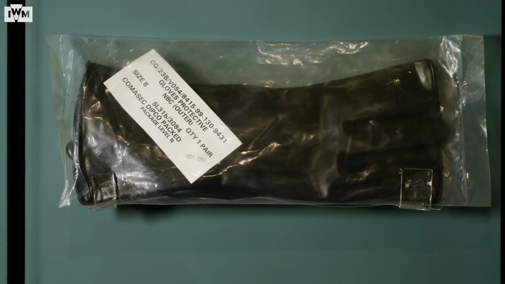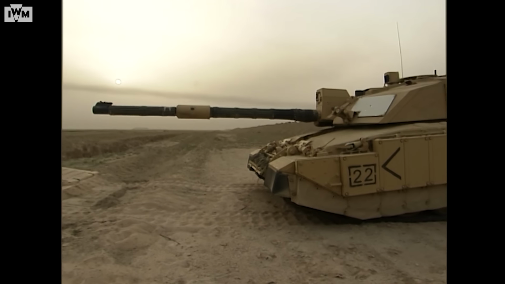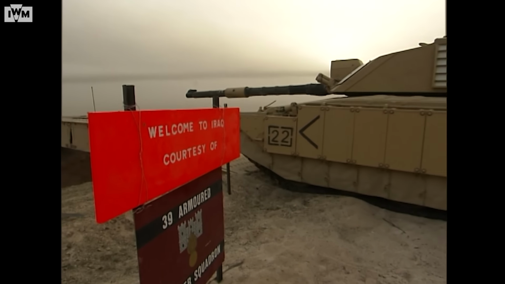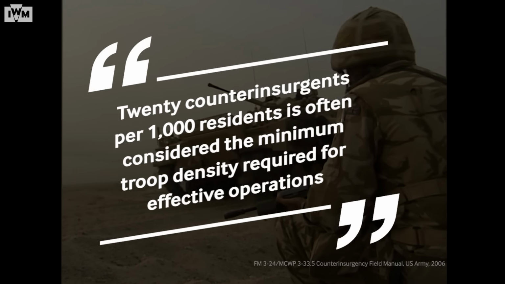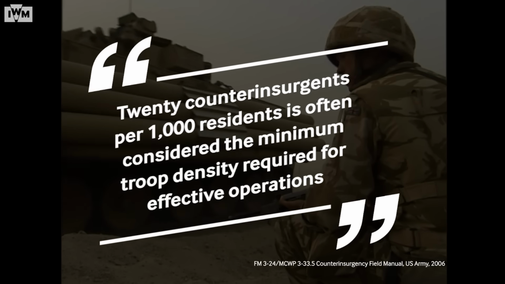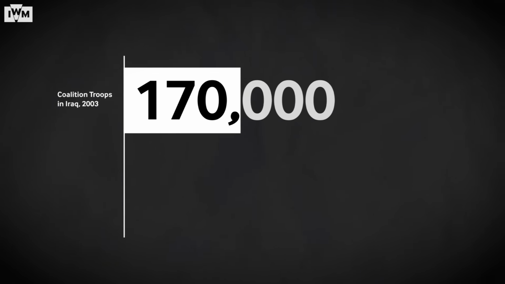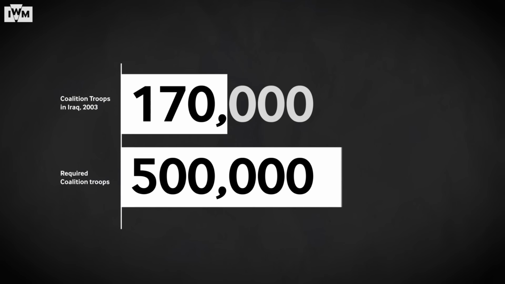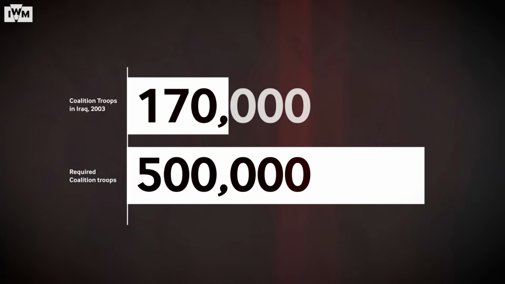This political element was vital. The coalition had invaded Iraq with a tiny force, numbering around 170,000 troops. While this was enough to defeat the Iraqi military, it was nowhere near enough to occupy the country. According to the US Army, 20 counterinsurgents per 1,000 residents is often considered the minimum troop density required for effective counterinsurgency operations. But in 2003, Iraq's population was around 25 million, meaning that at least 500,000 troops would have been required to secure the country, a number that was politically impossible to provide.